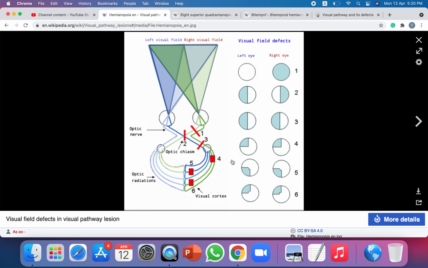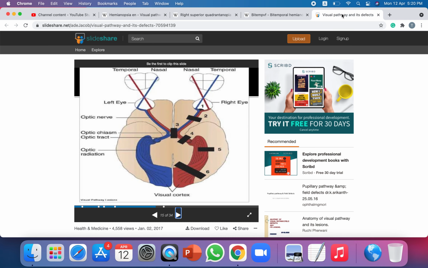But from the geniculate body, there is the optic radiation. And if you see the fibers from the lateral geniculate body to the optic radiation, the fibers are twisting upside down. So what happens when the fibers are twisted upside down?